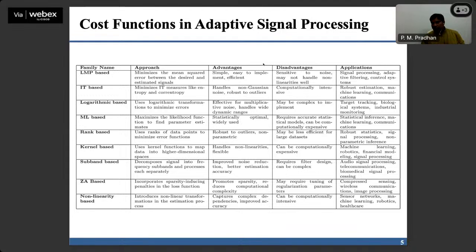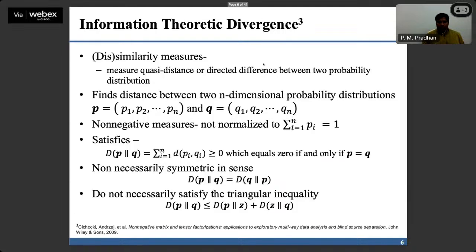And you can see the applications, for example, robust estimation, machine learning, communications, where you do not have any constraint on computational resources. For example, in machine learning, we normally use lots of GPUs, lots of computational power. So in that scenario, I can easily use information theoretic based cost functions to design the algorithm. So I'm going to talk a little bit more about this information theoretic divergence.